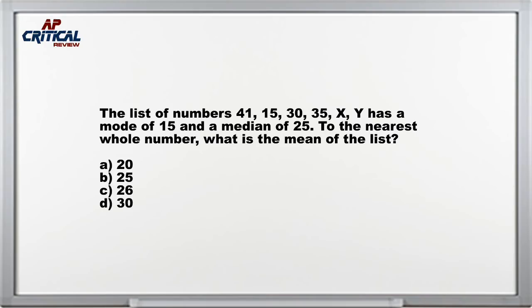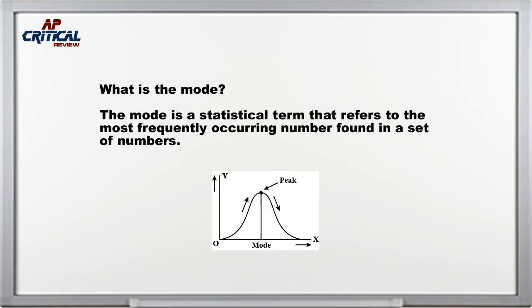So here's the question. The list of numbers 41, 15, 30, 35, x, and y has a mode of 15 and a median of 25. To the nearest whole number, what's the mean of the list? So you need to understand the concepts of mode, median, and mean to answer the question.